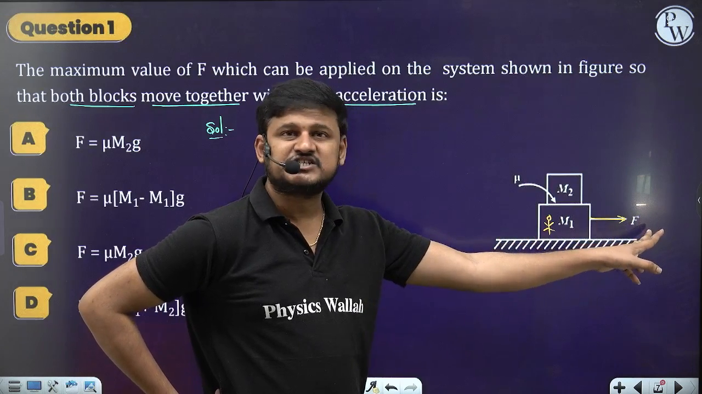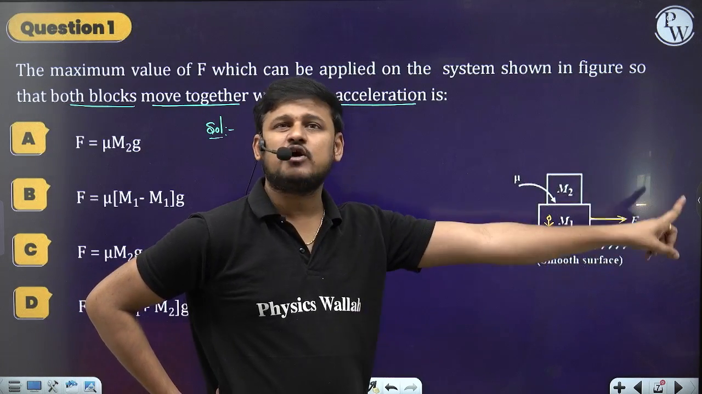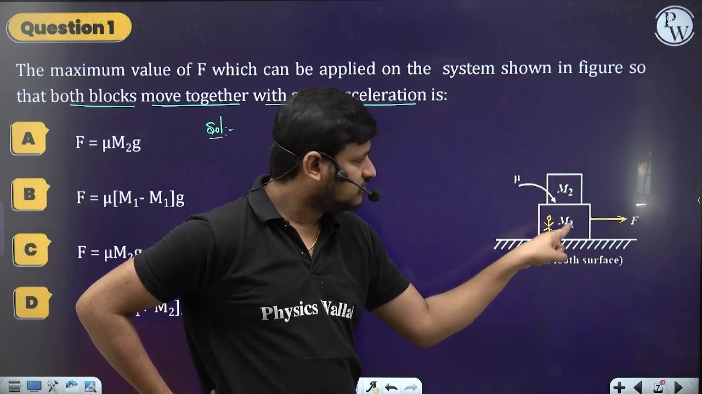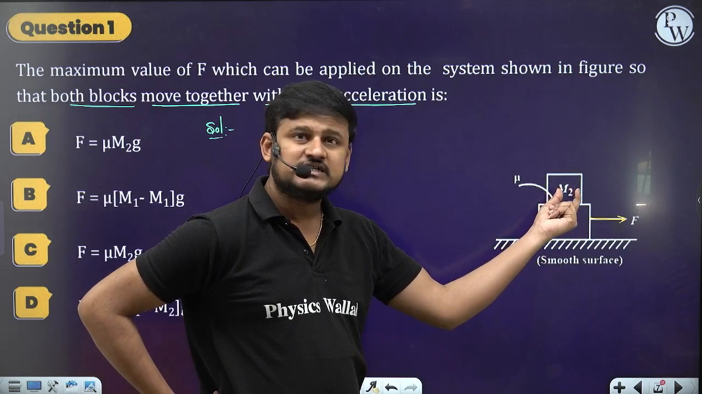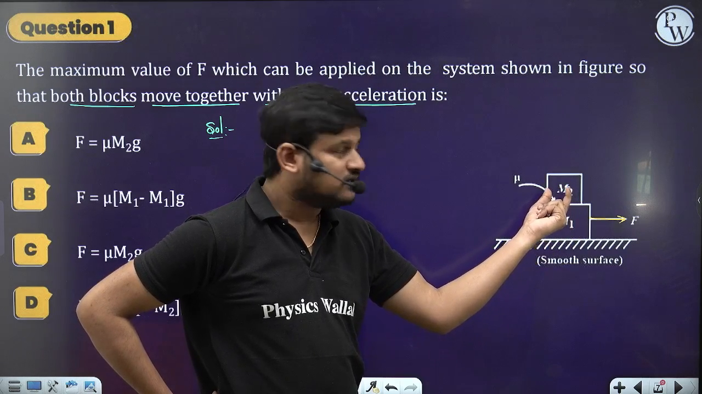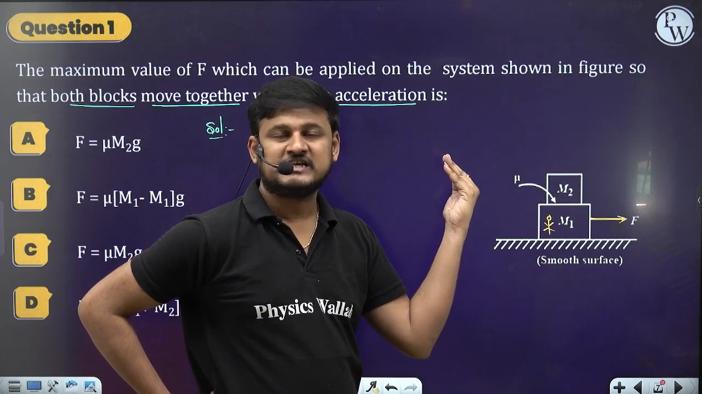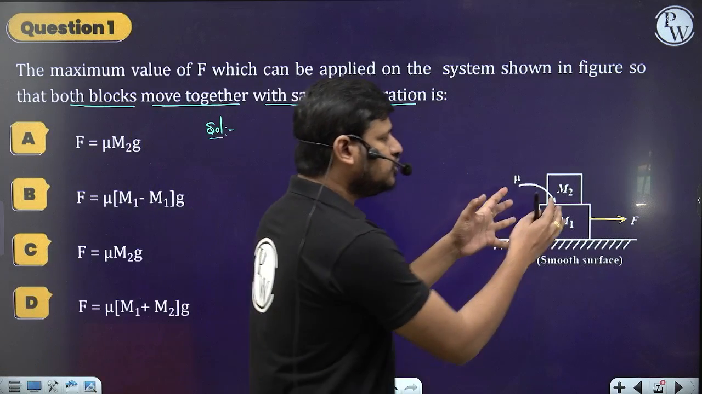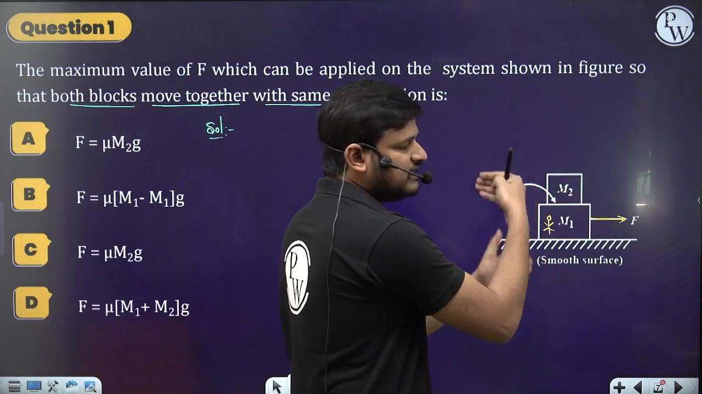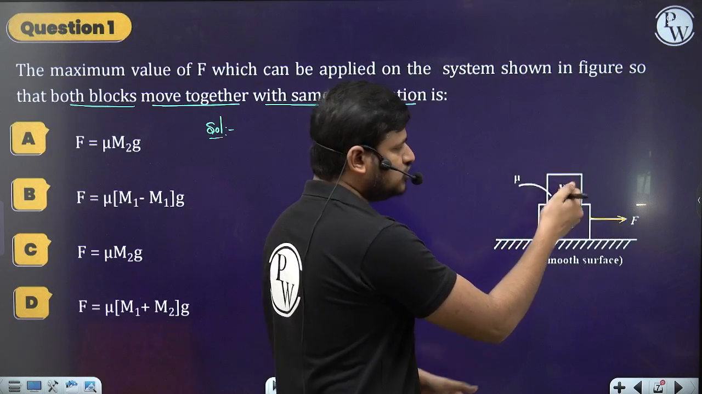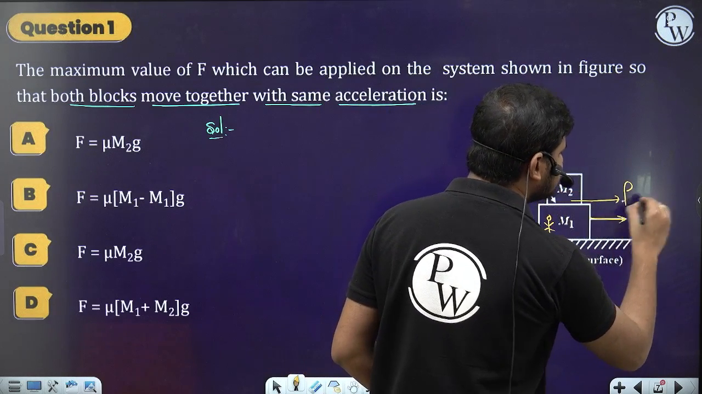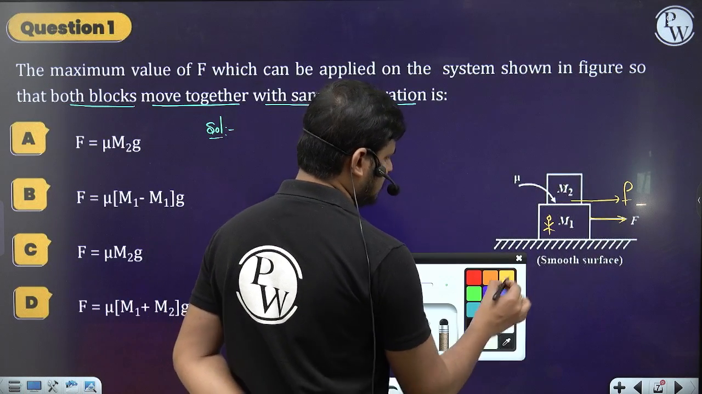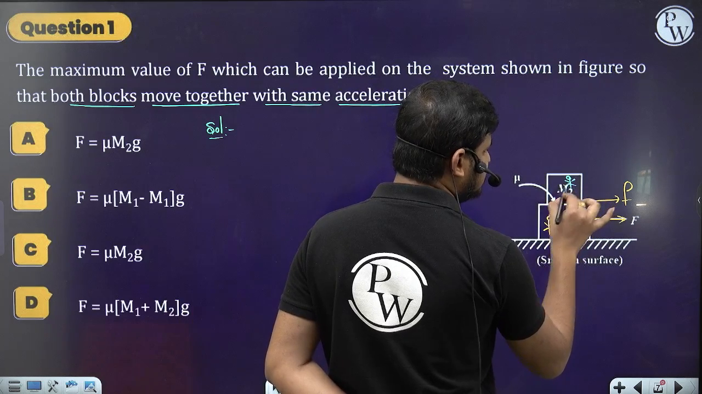There is some external force applied, so obviously the M1 block will move. If you observe the M2 block while sitting in the M1 block, it seems that the M2 block is going backward. So where should the friction act? Friction opposes the relative motion. The relative motion of the M2 block is to the left side, so the friction should act in this direction on the M2 block. Yes or no? So that's one thing. And then, let's suppose this is a frame of reference.